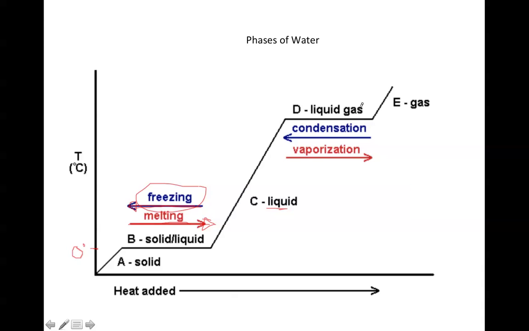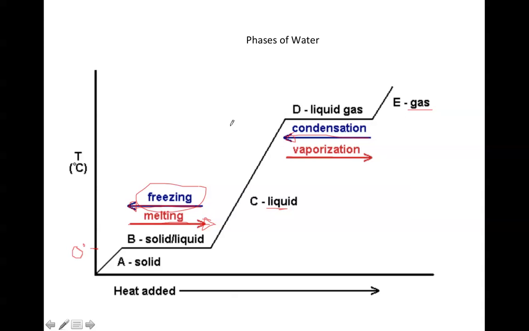Okay, now let's go to this portion. Here we're going from a liquid to a gas. When we're adding energy, it is called vaporization. So going from a liquid to a gas. If we remove energy, so going from right to left, starting as a gas and going to a liquid, it's condensation.